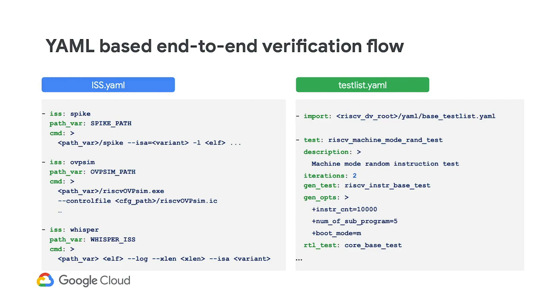And on the right is a test list, because we want to support a regression flow. Then you have a regression spec. Like I said, you can run with different iterations, in parallel. So it actually specifies the regression.